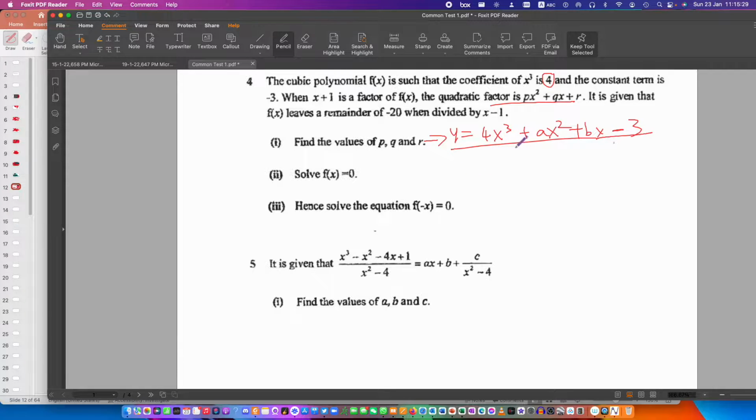So y is equal to 4x cubed plus ax squared plus bx minus 3. And it says x plus 1 is a factor. So what does this tell you? x equals -1. If you put it into this, you will get y equals 0. Because it's a factor, you put it in, you get 0.